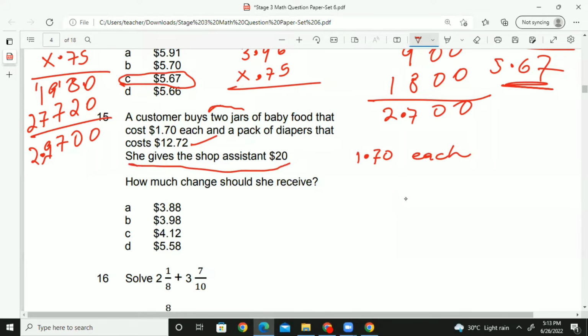How much change will she receive? First thing, we want to work out this: this is $3.40, because it was 2 at $1.70. And then I need to add this $3.40 to the $12.72 to know the total. So that's 2, 1, carry the 1 there, and that's a 6, and that's 1. So that's $16.